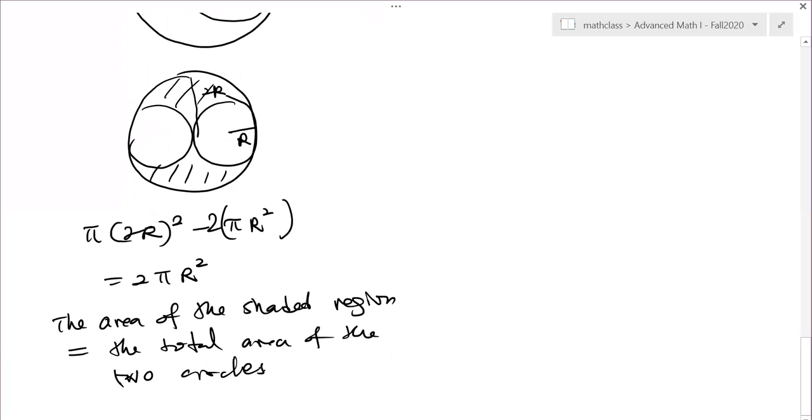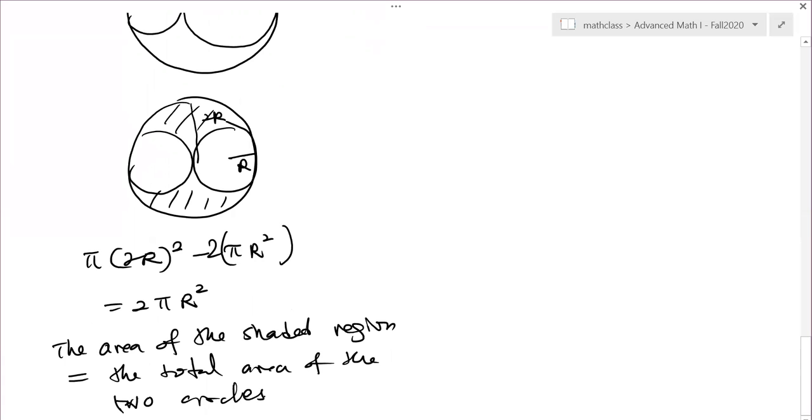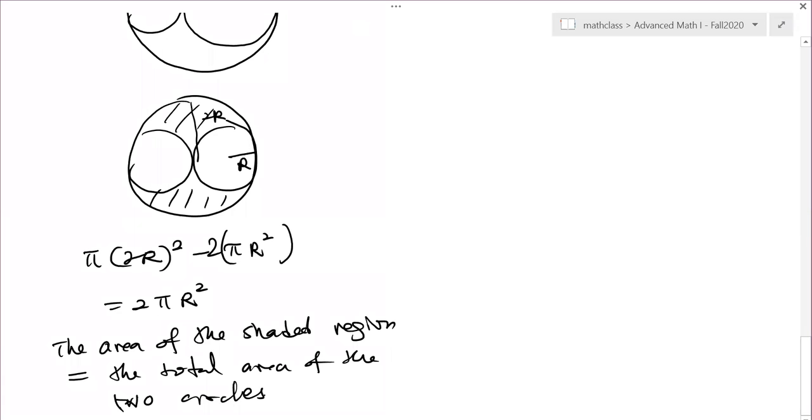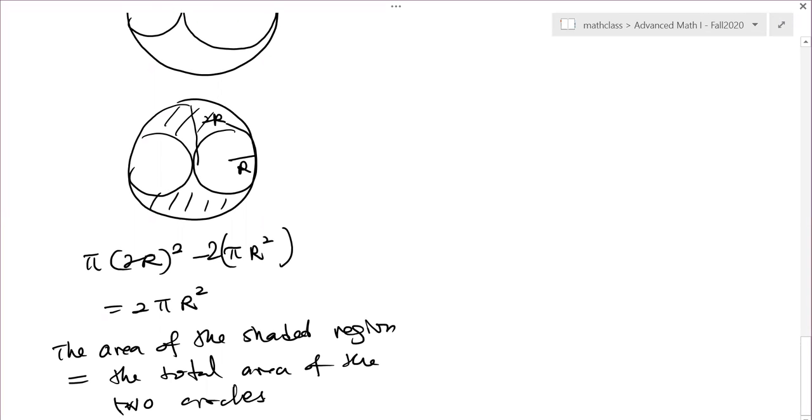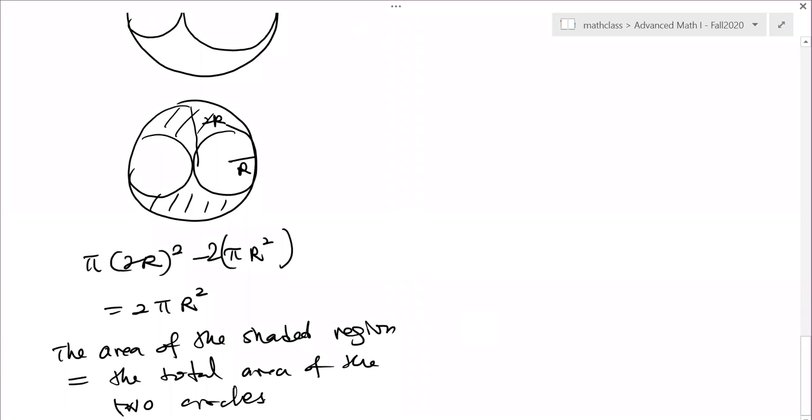Okay, in this particular case. Now, if you shrink one circle and enlarge the other circle, are you going to increase the area or decrease the area? Okay. So what I want to do is, I think it's going to increase the total area of the circle.